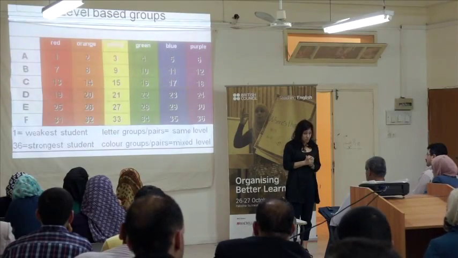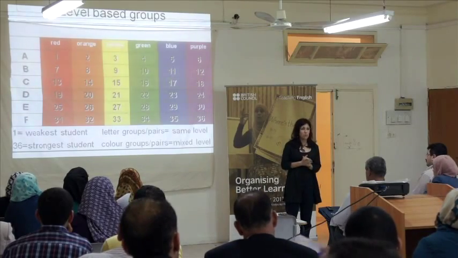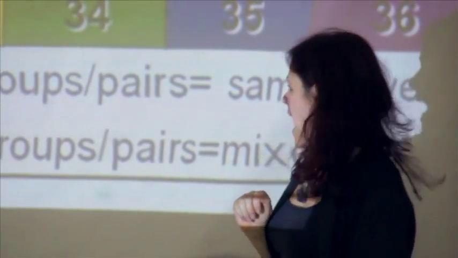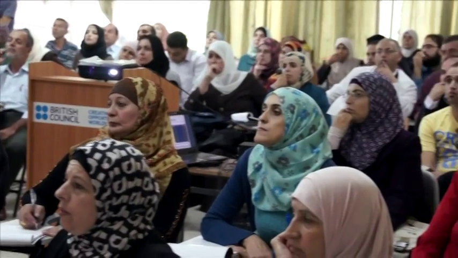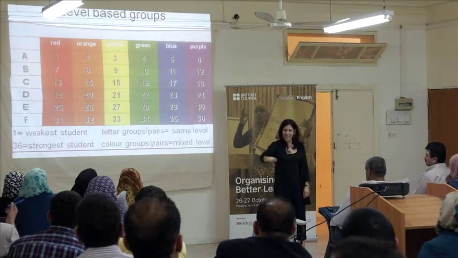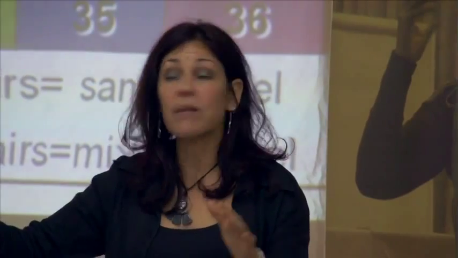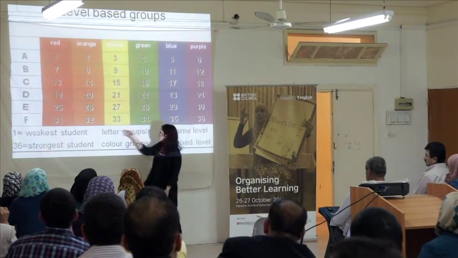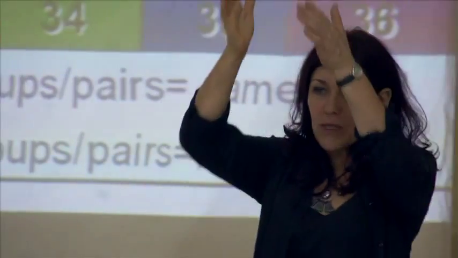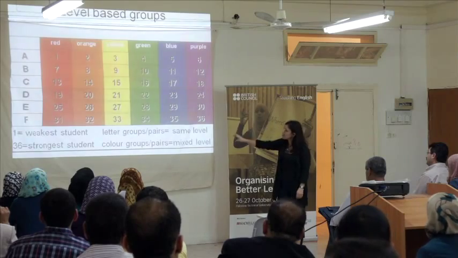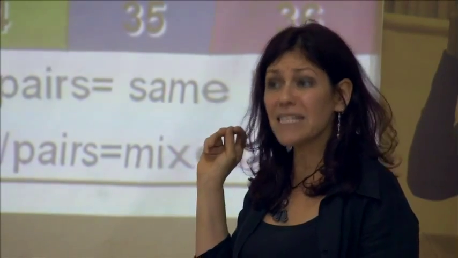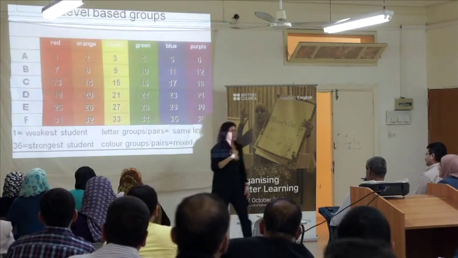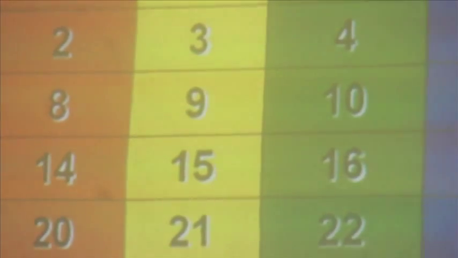What's interesting is that when your students are sitting in this way, you can use this for group work and for pair work. For example, letter groups are the same level, and colour groups are mixed level. So, if you say the front rows work together as a group, they will all be about the same level. Same with the last group. The cleverest students will be working together, either in pairs or in groups. If you group them as colours, so if you say all the reds work together, all the yellows work together, what's happened? You've got a clever student, next level, weaker, and then weakest.